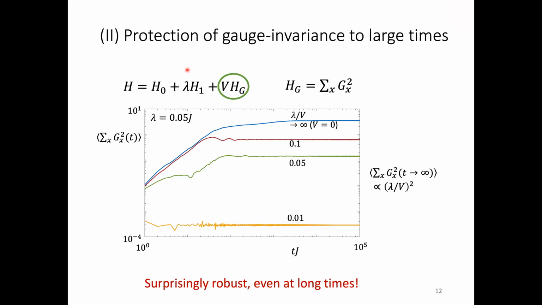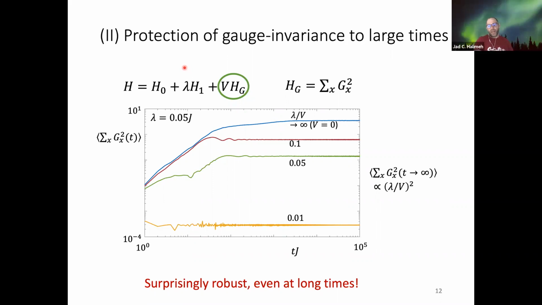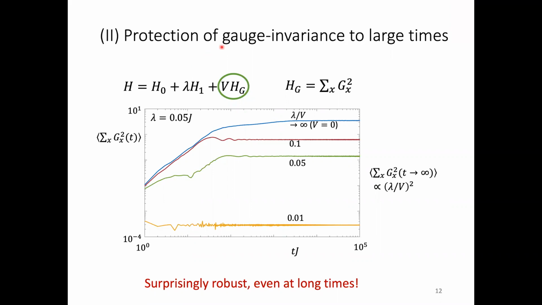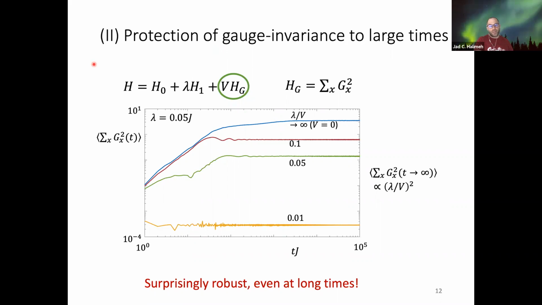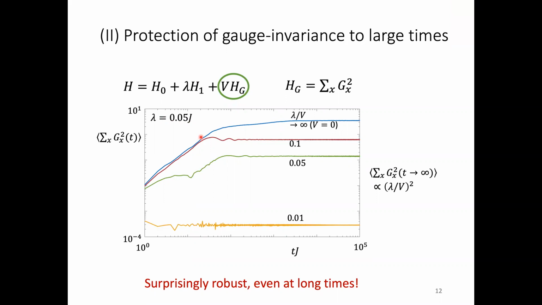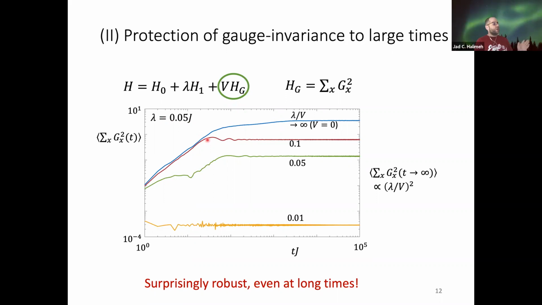But right now, I should understand that this is in the regime where V is much larger than lambda, and both of them are roughly an order of magnitude larger. Yeah, and both of them are much larger than J. No, lambda is quite smaller than J, but it doesn't have to be actually. For this specific example, it's 0.05 J. But this will work even if lambda is roughly proportional to J. All right. And now we're looking at the gauge violation.